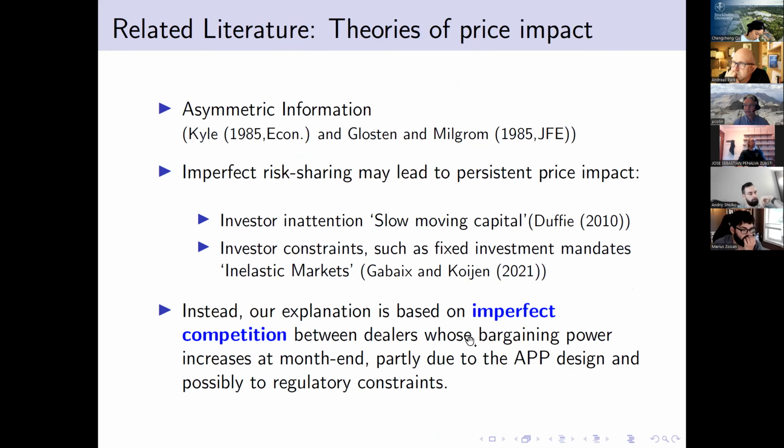Now we have theories about price impact related to asymmetric information, related to imperfect risk sharing, such as the Duffie slow-moving capital or inelastic markets. But we think these stories don't apply to our setting, and we can discuss that maybe later as well, where essentially the effect we document is not very long-lived. It happens around month end, starts about 10, 11 days before month's end, and then reverts quickly thereafter. So it's probably harder to explain with some of these other mechanisms. So we really want to focus in our explanation on this notion of imperfectly competitive dealer markets.